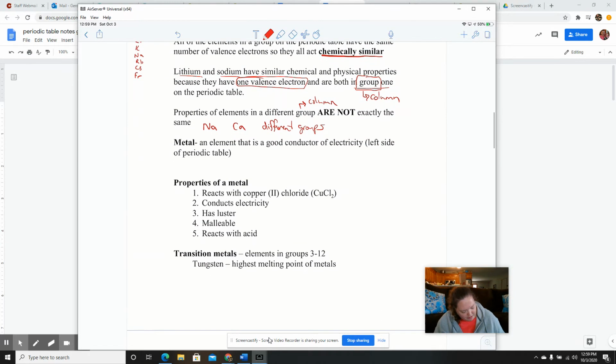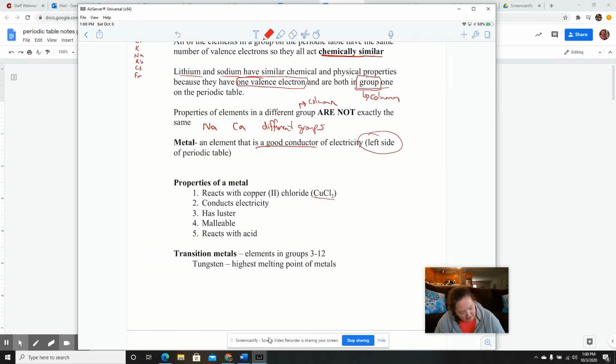All right, metals. Metals on the periodic table are good conductors of electricity. They are on the left side of the periodic table. Here are the 5 properties of metals. Reacts with copper 2 chloride, and that's the chemical formula of copper 2 chloride. You don't have to memorize that, but that is just some information for you.